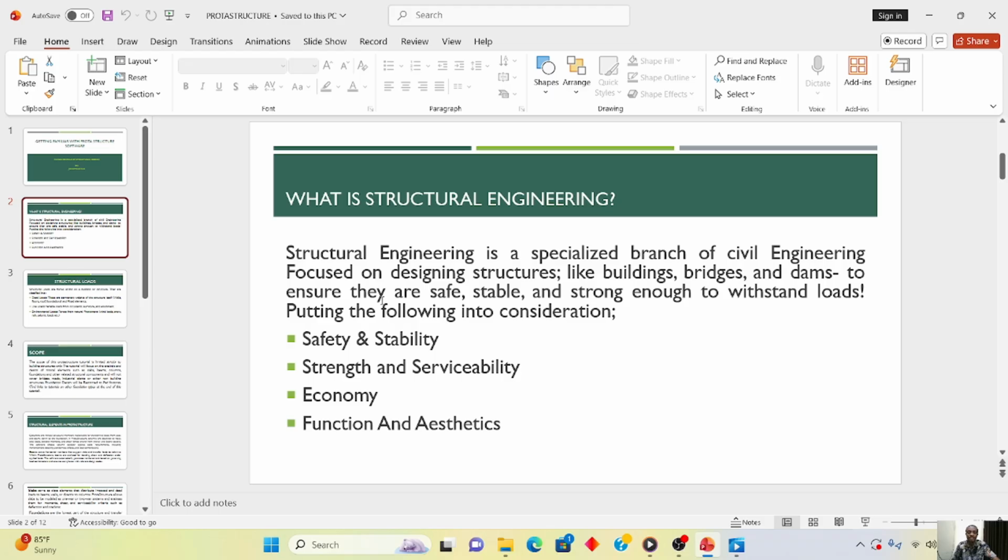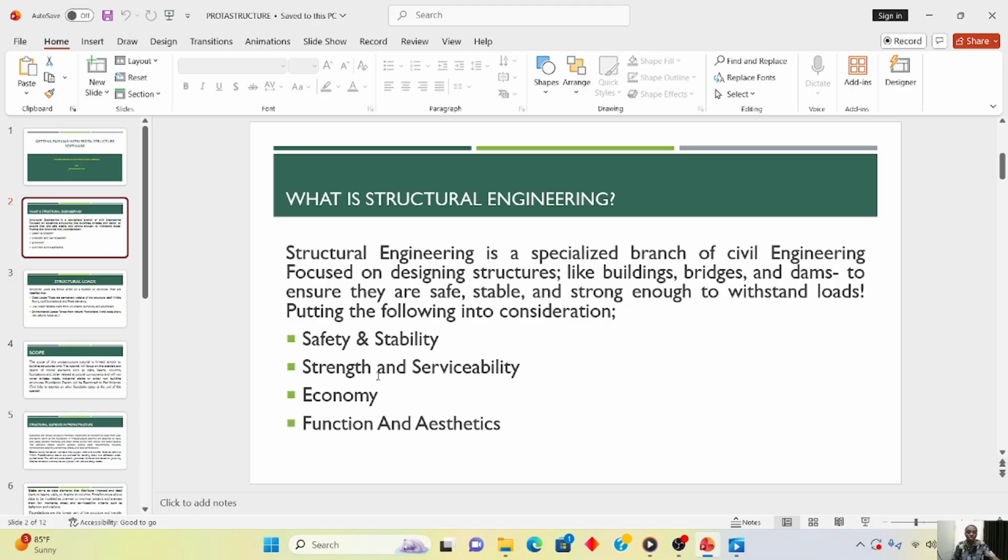Also, serviceability is another consideration when designing, as we know that serviceability actually refers to the ability of structures to perform their intended function during its lifetime. That means during the lifetime of the structure that you design, it should be able to perform every one of its functions effectively without failure.